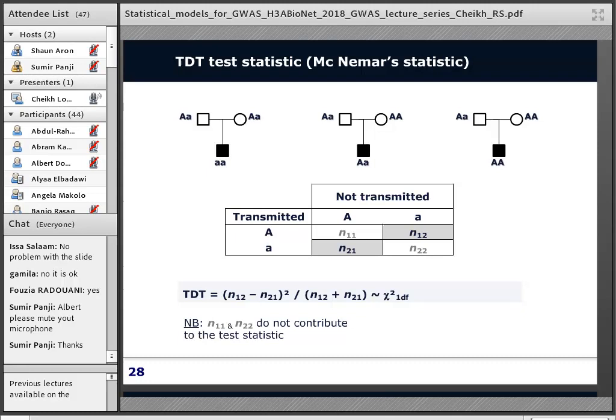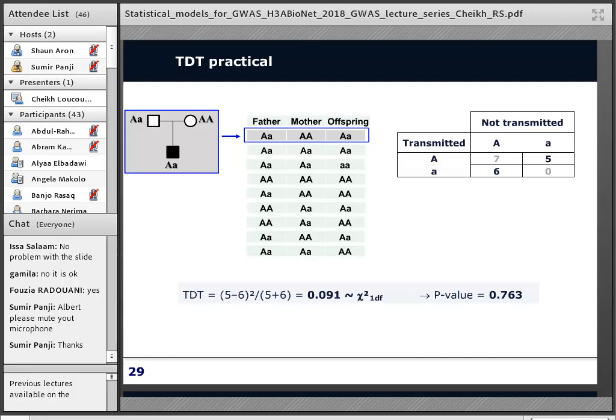And the test statistic for this transmission disequilibrium test is a McNemar test, which is just a contrast between the number of times capital A allele is transmitted instead of the other, between that count and the opposite count, the number of times the small a is transmitted. And here you can see it's (N12 minus N21) squared divided by N12 plus N21, and it is distributed as a chi-square of 1 degree of freedom. And you can see that transmission counts from homozygous parents will not contribute to the test statistic. This is the first diagonal. The N11 and the N22 will not contribute to the test statistic.